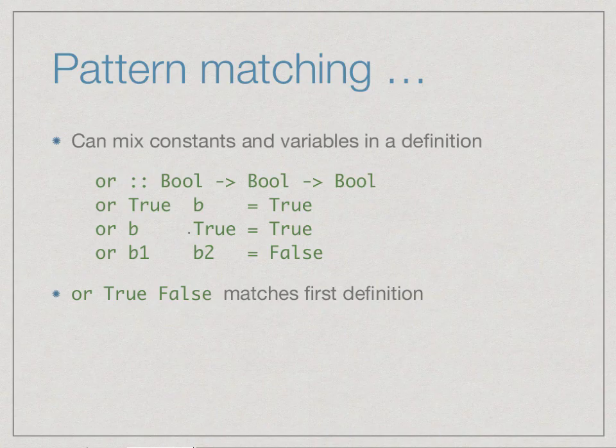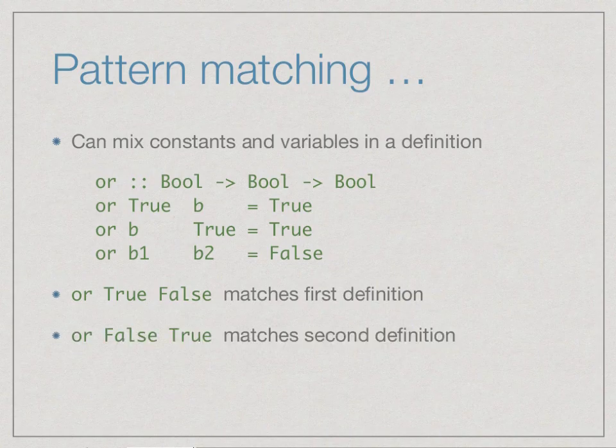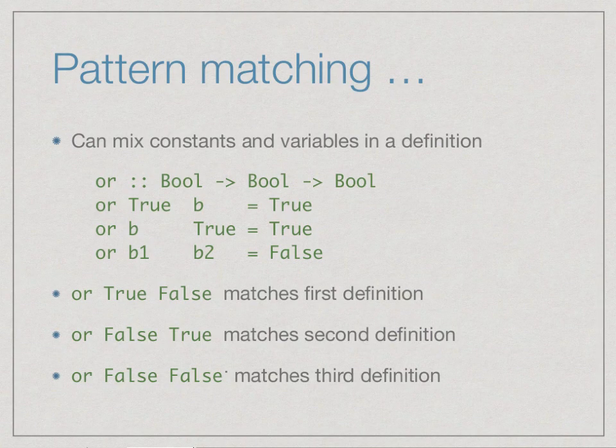So here, OR True False matches the first definition, OR False True matches the second definition, and OR False False matches the third definition. And what about OR True True? Well, OR True True matches both this definition and this definition, because the first argument is true and the second argument is anything, and the second argument is true and the first argument is anything. But remember that we will do it in order. So it will actually be using the first definition and not the second definition to compute the value. In both cases, the output is true. Something like this, which matches multiple definitions, will match the first one from the top, which succeeds.